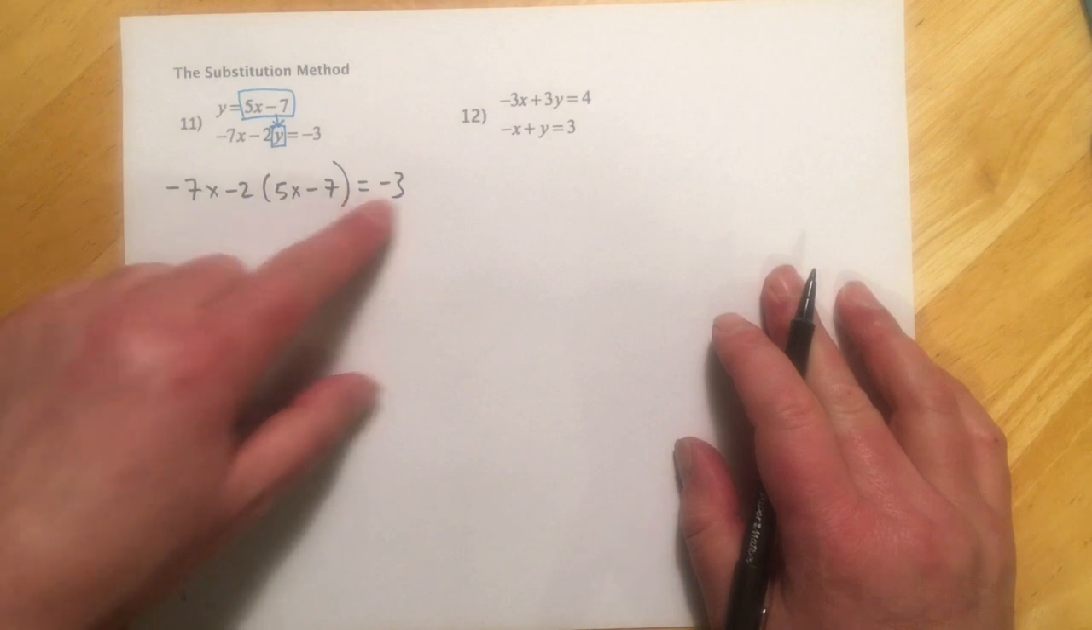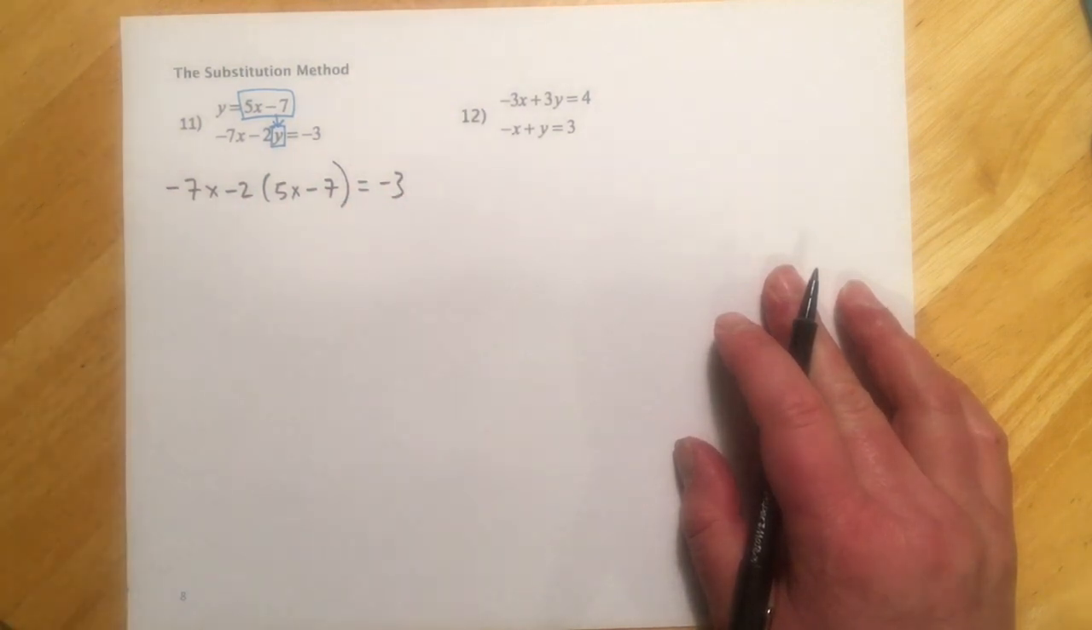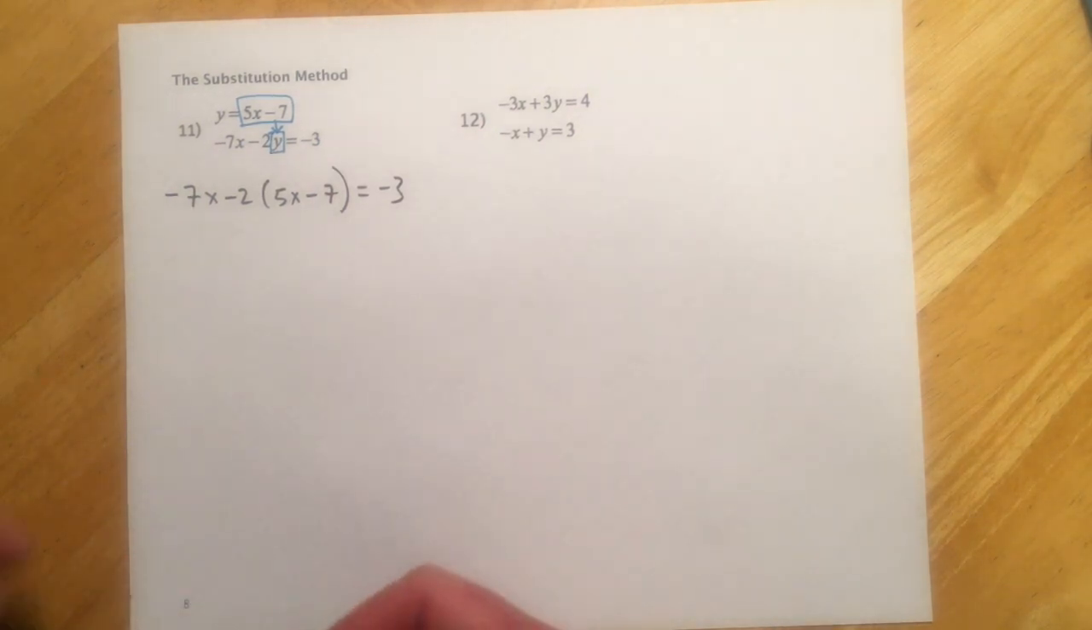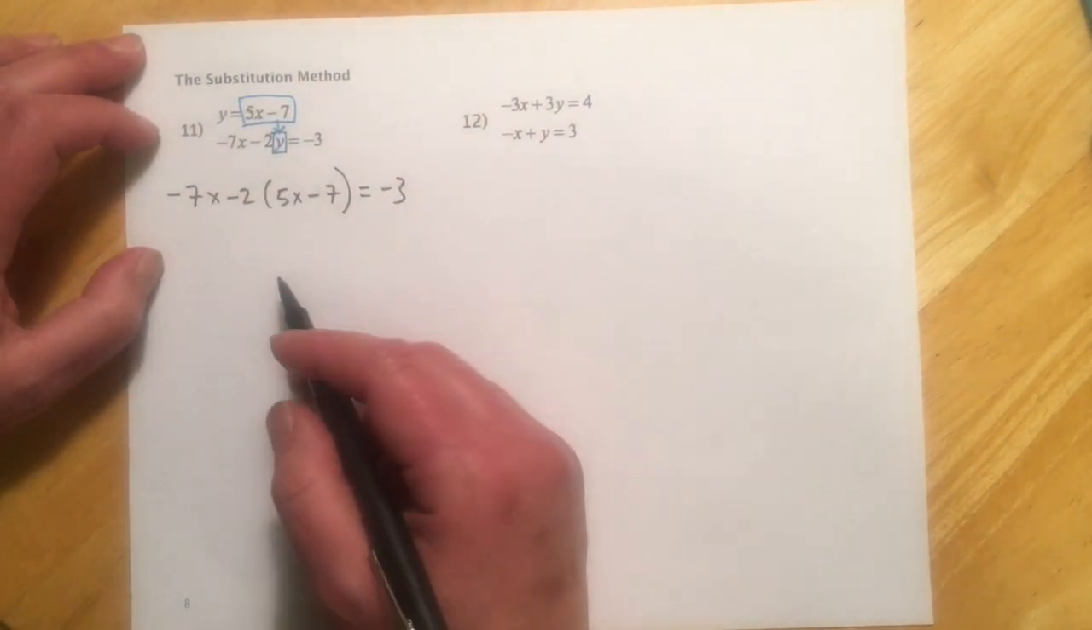But once I do the substitution, you see I'm all in terms of x, and now it's something I can solve. So I'm taking my two equations and rewriting them as one equation and one variable. So that's kind of the goal of substitution.